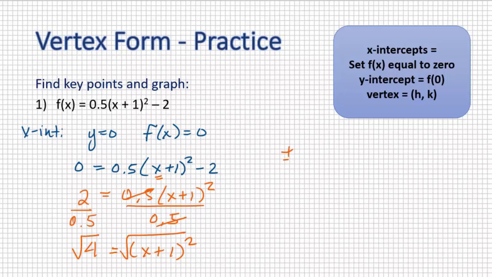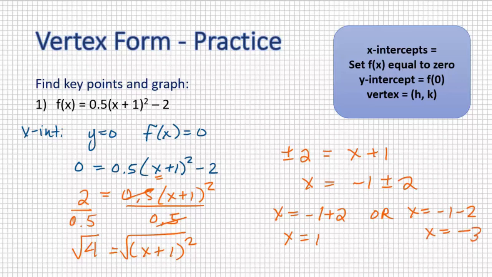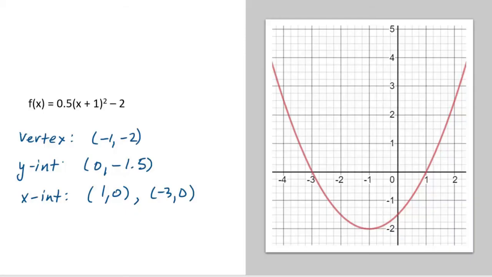The square root of 4 is plus or minus 2, and the square root of x plus 1 squared is, of course, x plus 1. So x is equal to negative 1 plus or minus 2. All I've done here is subtracted 1 from both sides. So x is either equal to negative 1 plus 2, or x is equal to negative 1 minus 2. So x is equal to 1, or x is equal to negative 3, which is what we found by first converting to standard form and then using the quadratic equation. I'll summarize this and graph it on the next slide.